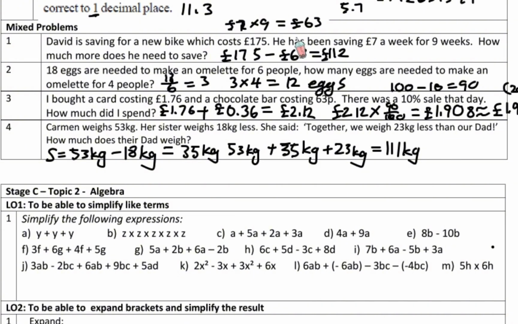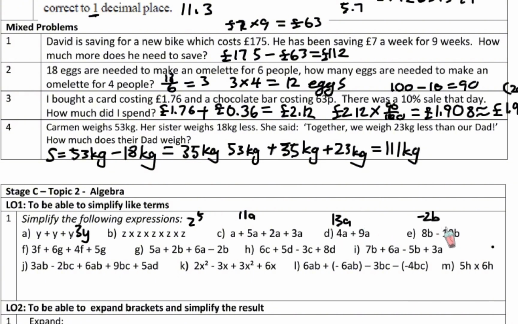Question 1. Simplify the following expressions. y plus y plus y would equal 3y. z multiply z multiply z multiply z multiply z would equal z to the power of 5. a plus 5a plus 2a plus 3a would equal 11a. 4a plus 9a would equal 13a.